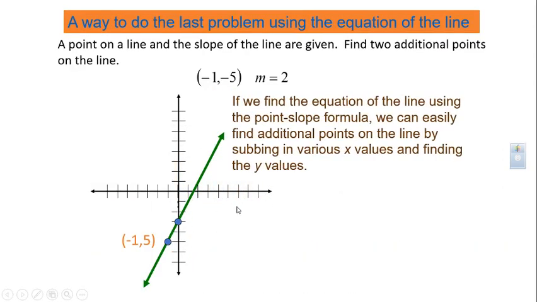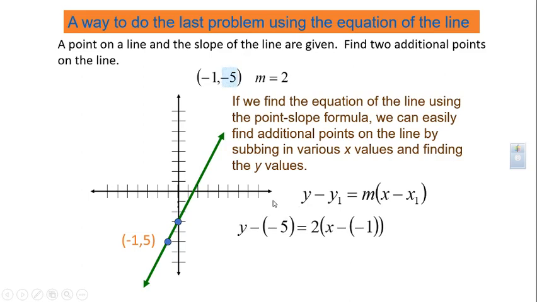Now, how do I get the equation of the line? Simple. Put the line in point-slope form. The point is x1, y1, so x1 is -1 and y1 is -5 and the m is 2. So I substitute: y minus y1 equal to m times x minus x1. y1 is -5, m is 2, x1 is -1.